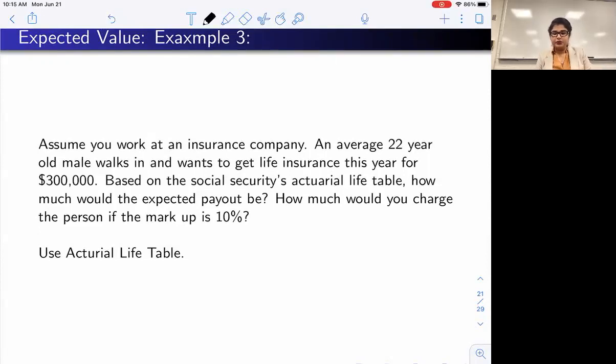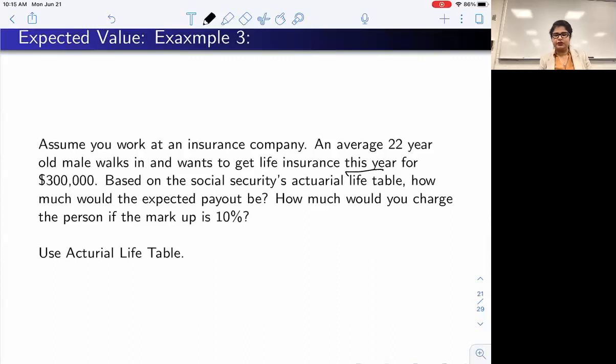On average, an average 22-year-old man walks in and wants to get life insurance this year. This year means for a single year. And how old is he? A 22-year-old man. He wants to get life insurance for three lakh dollars, so $300,000. It means that if he dies, then his family is going to get $300,000 if he buys this insurance.